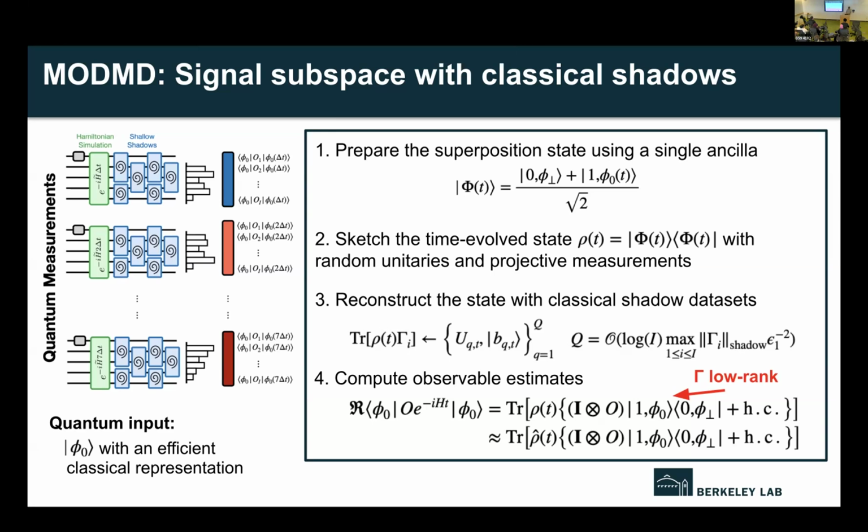So far, the setup is still pretty similar to the Hadamard test in the sense that if we just directly apply some operator O and measure the ancilla, then we still expect the sampling cost to be linear in the number of operators we apply. So to really get down to a logarithmic dependence, instead, what we do is we try to sketch the time evolved state using classical shadow protocols.